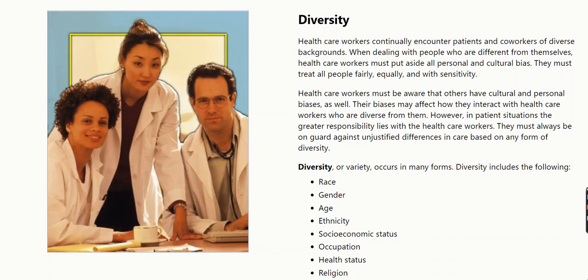Healthcare workers must be aware that others have cultural and personal biases as well. Their biases may affect how they interact with healthcare workers who are diverse from them. However, in patient situations, the greater responsibility lies with the healthcare workers. They must always be on guard against unjustified differences in care based on any form of diversity.